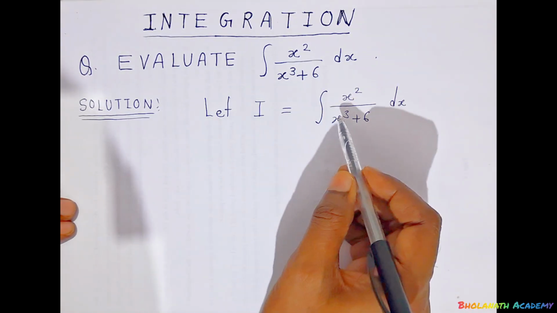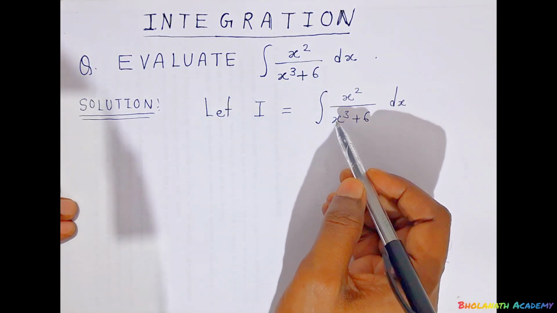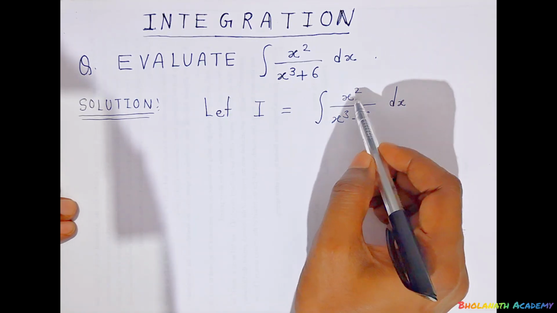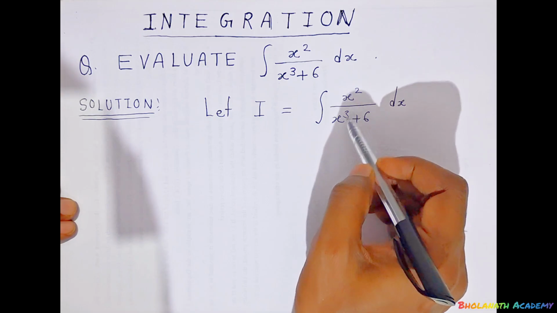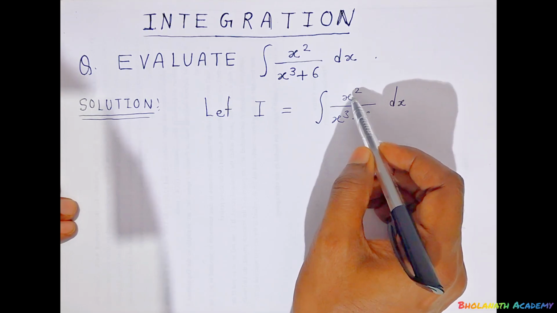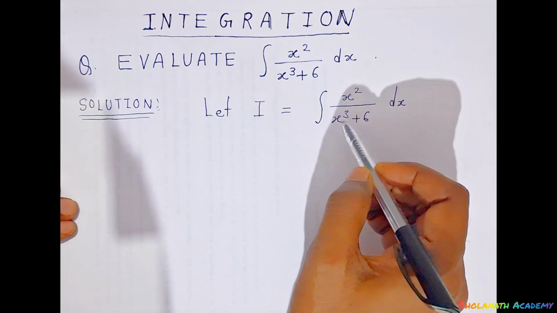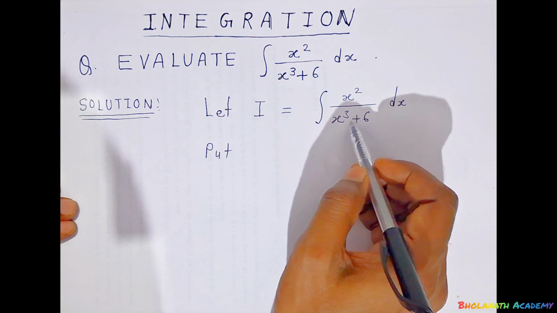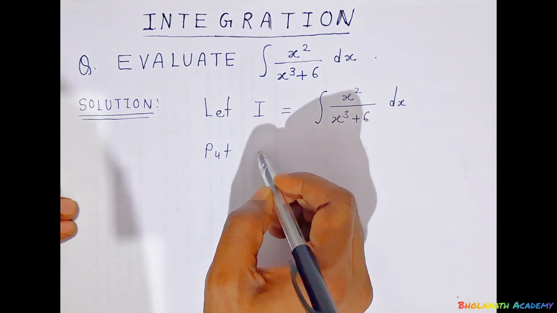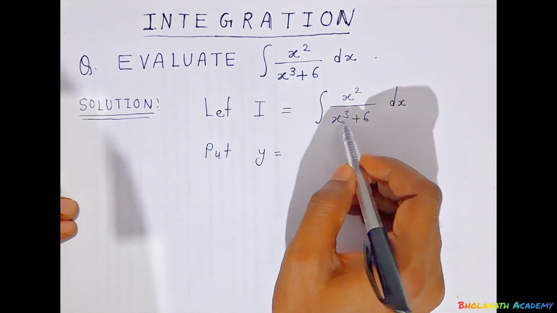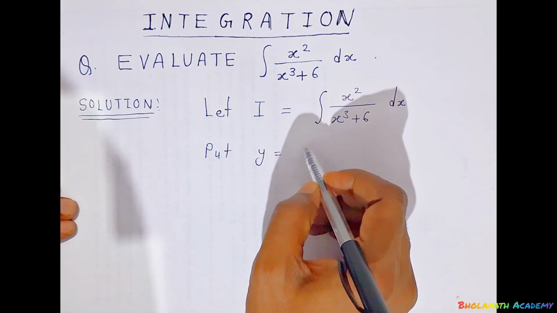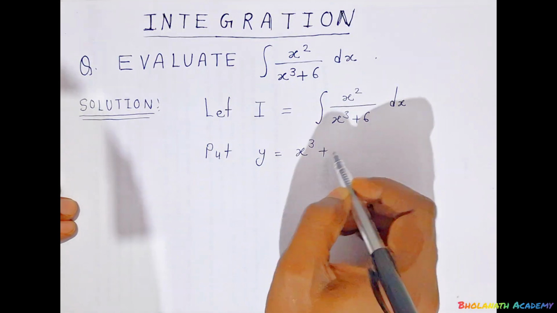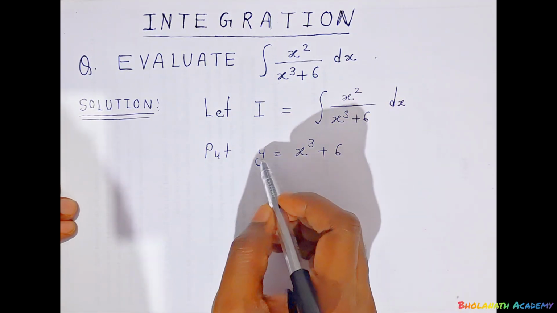This sum is given to you, students. How are we going to solve this problem? When this type of question comes, that is, one algebraic function divided by another algebraic function, we first take the denominator, that is x cube plus 6, as y. So let y equal the denominator, that is, y is equal to x cube plus 6. Instead of x cube plus 6, now I have taken y. This is equation number 1.